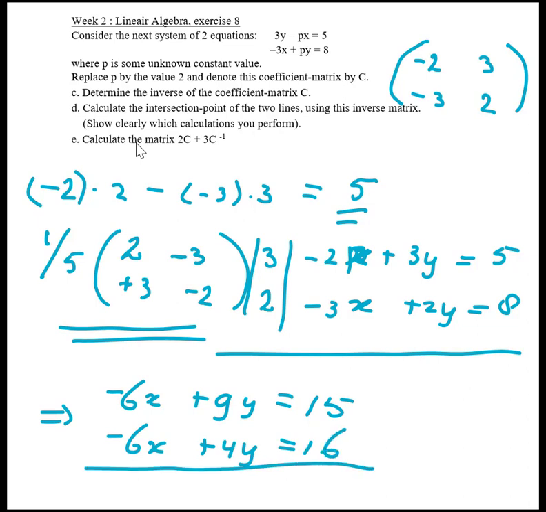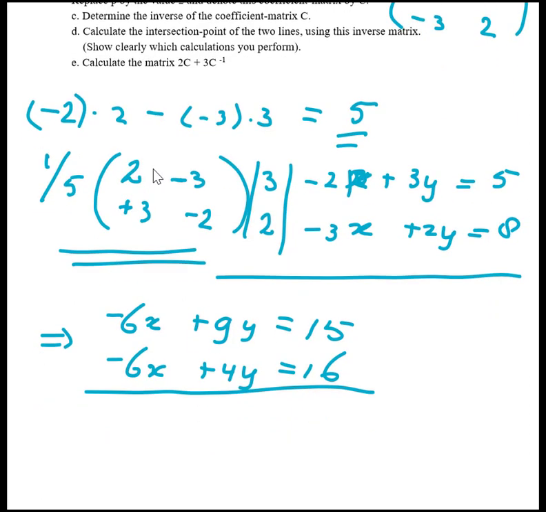Okay, now we can subtract to get rid of the x. So if we subtract, then this becomes 0. 9 minus 4 becomes 5y equals 15 minus 16, which is minus 1. So that would mean y equals minus 1 divided by 5.